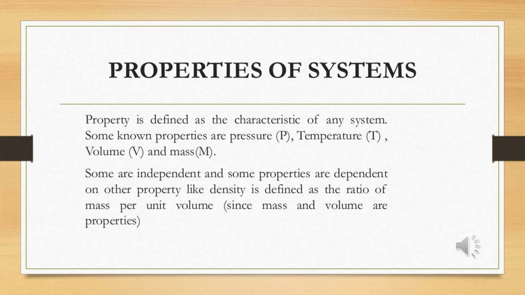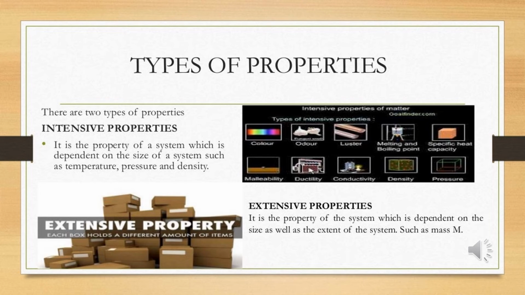Some properties are independent and some are dependent on other properties, like density, which is defined as the ratio of mass per unit volume. Since we know that mass and volume are properties, the types of properties are intensive properties and extensive properties. An intensive property is a property of a system which is independent of the size of the system, such as temperature, pressure, and density, and we can also say specific volume is an example of an intensive property.